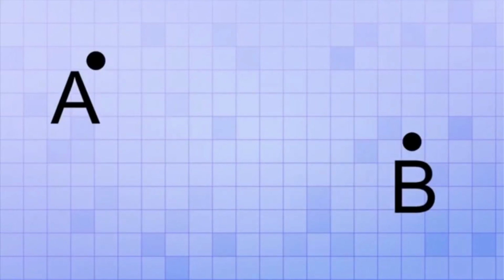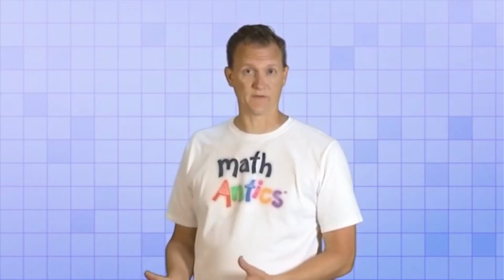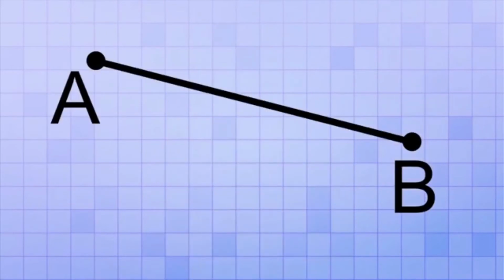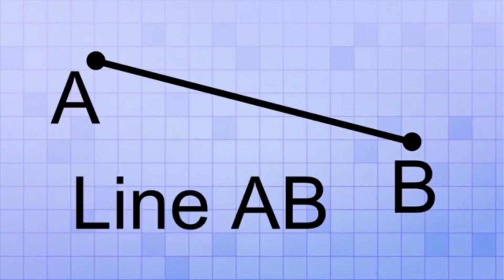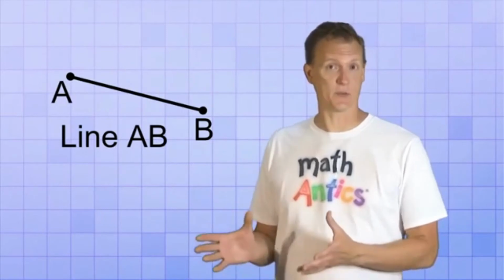about. In fact, let's do that. Let's just talk about point A and point B for a minute. If you start at point A and go to point B taking the shortest distance possible, you would have gone in a straight line. A line is the next most basic element of geometry. We name a line by the points that it goes through. For example, we would call this line AB because its endpoints, where it starts and stops, are points A and B.